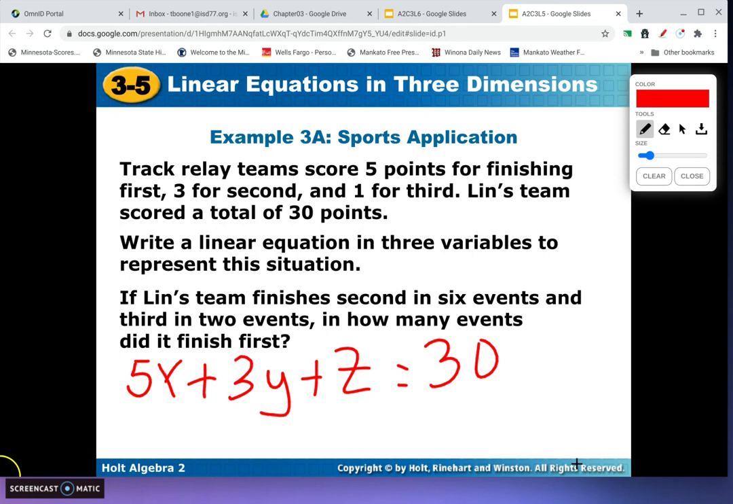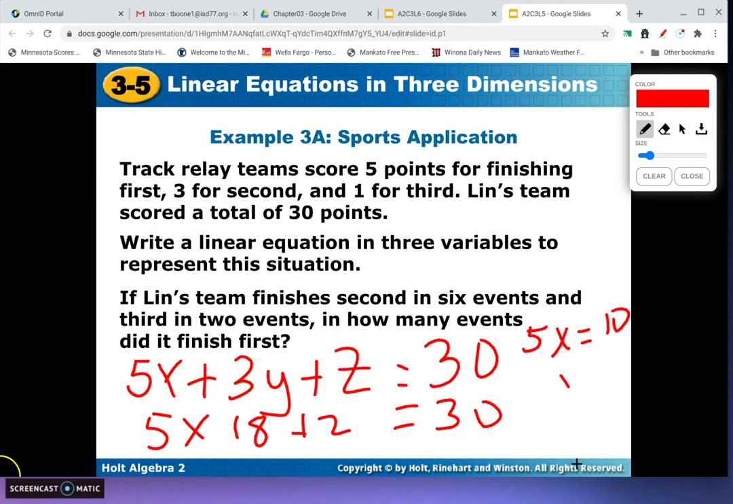If Lynn's team finishes second in 6 events, okay, so again, we're going to put a 6 in for Y, so that would give us 18, and third in 2 events. So we had 2 here, so we're going to go plus 2. We're going to set that equal to 30. We don't know how many first place finishes we got. Well, what we notice here is that these two would end up being 20. All right, subtract that, and it'd be 10. So 5x has to equal 10 as we simplify that. So let's just write that down: 5x equals 10. So again, X, we'd have to have 2 first place finishes in order to make that happen.